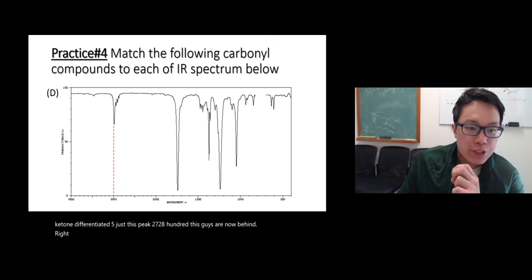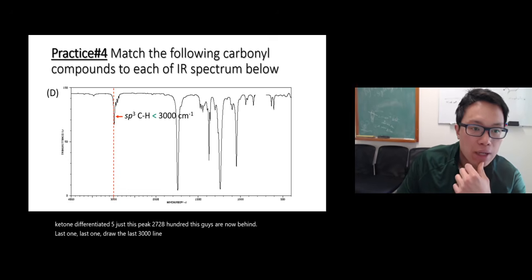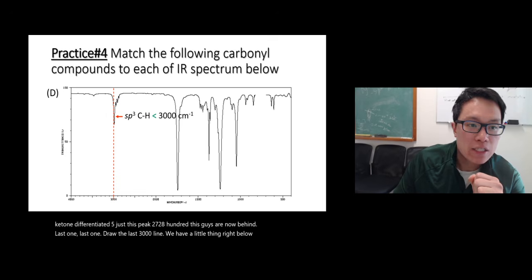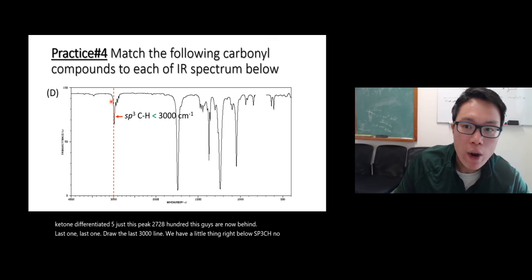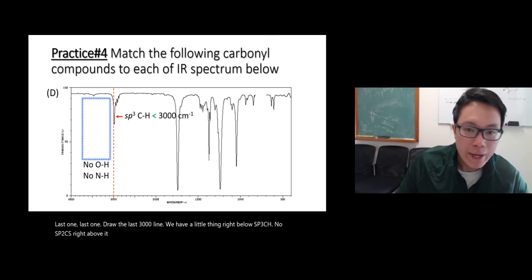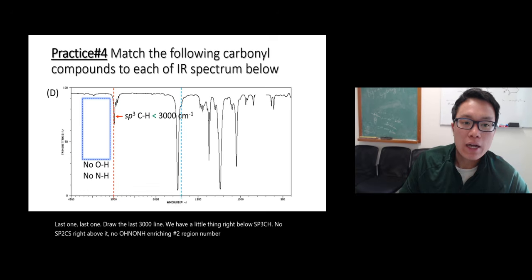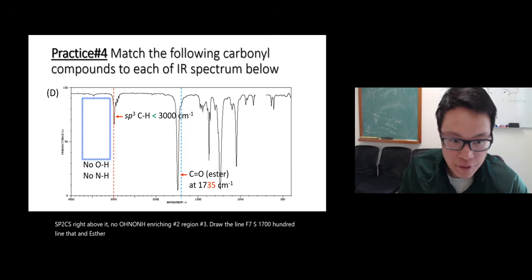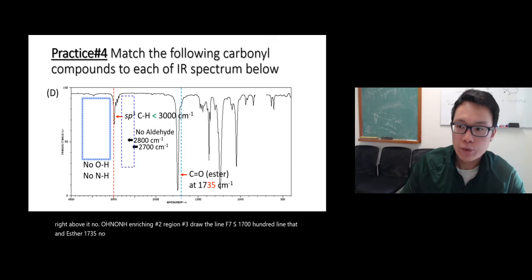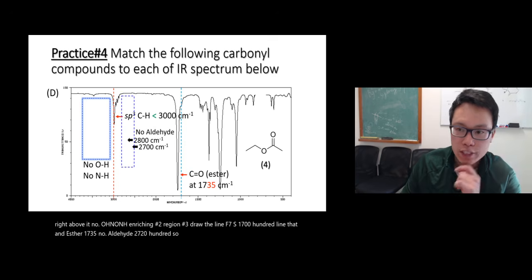Last one. Draw the line at the 3000 line. We have a little peak right below it, sp3 CH, no sp2 CH right above it, no OH, no NH in region number 2. Region number 3, draw the line at 1700. That's an ester at 1735. No aldehyde 2800. So this guy's an ester.